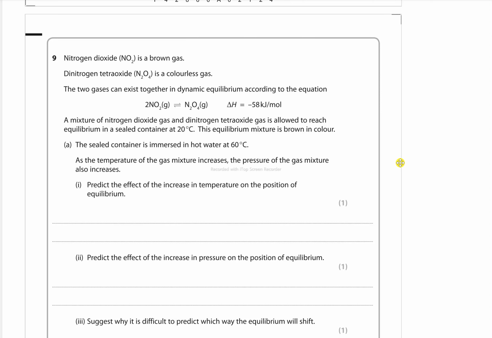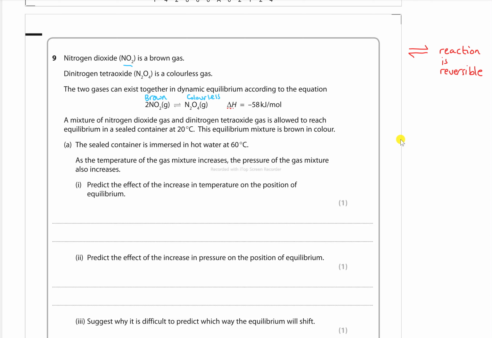Let's do the equilibrium questions. Nitrogen dioxide is brown, so this is brown, and this is colorless. Before we start, let's revise this. That tells you the reaction. Right, we're going through this slowly. The reaction is reversible. You should know this by now.